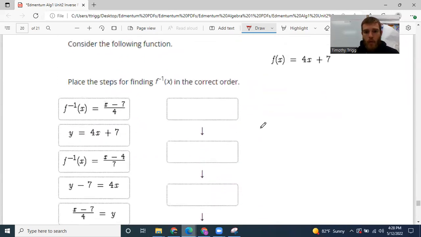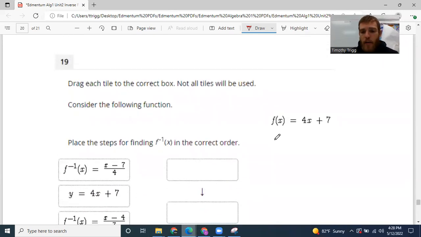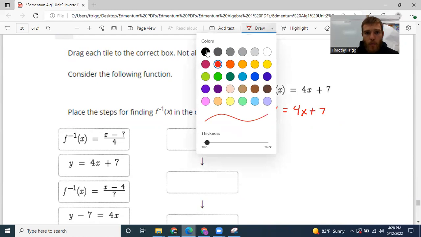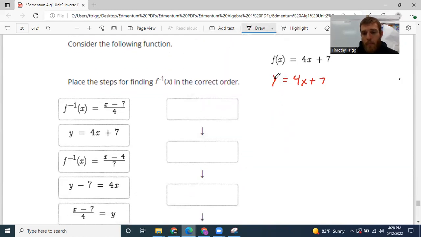This is a long one. Okay. So here we have our function f of x. Our first step will be to swap out f of x for y. Our next step will be to swap x and y. So x equals 4y plus 7. Then I'm thinking we should subtract 7 from both sides of the equation.